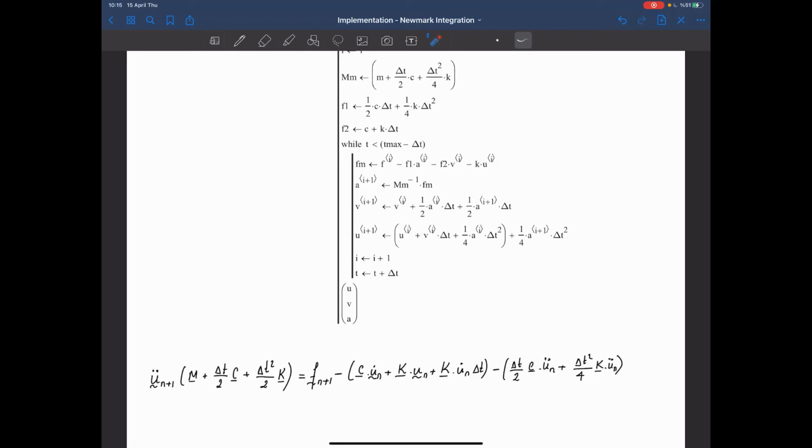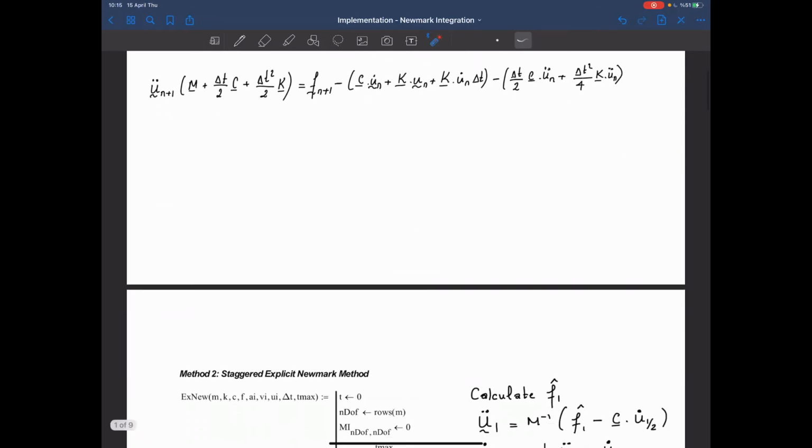So as we discussed, now this is not a diagonal matrix, so you have to do factorization. If it is nonlinear, you have to do the factorization at every time step because K changes, and also you have to do the equilibrium iterations at every time step. So that's the downside of the implicit integration.